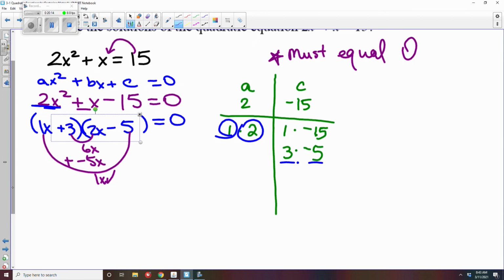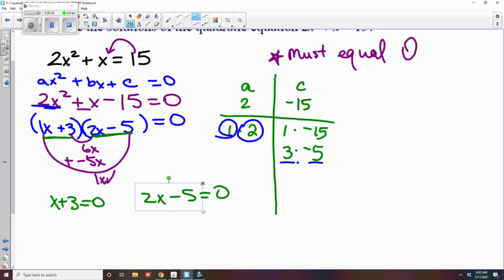And now for our last step, I'm going to take each piece of the parenthesis and have it set equal to 0. So x plus 3 equals 0. And this one is 2x this time, so 2x minus 5 equals 0. So transpose my plus 3 and it becomes minus 3. So it's just x equals negative 3. And over here, same deal. Take my minus 5, make it positive 5. We get 2x equals positive 5.